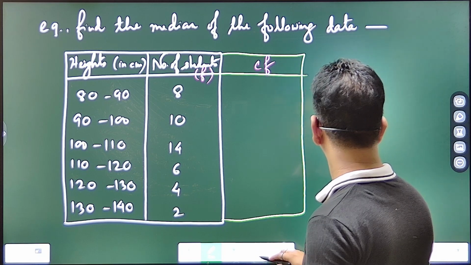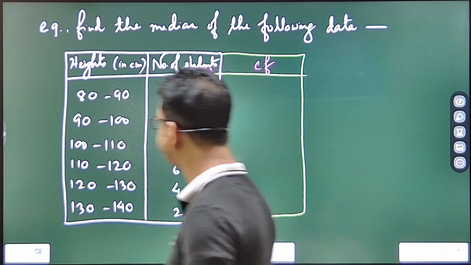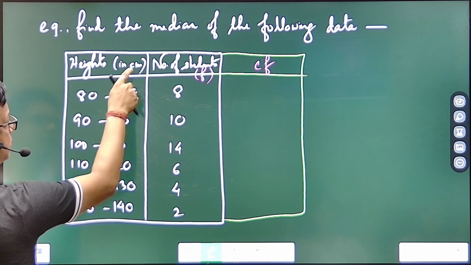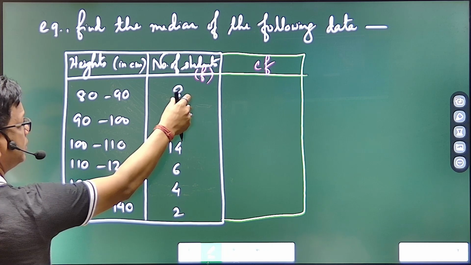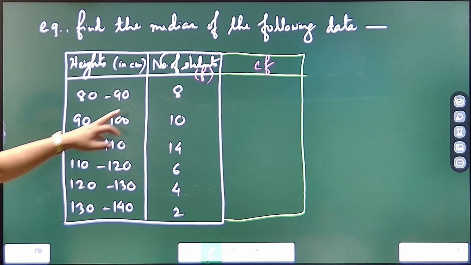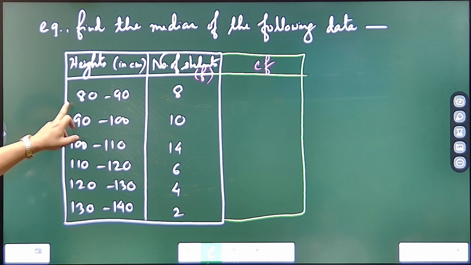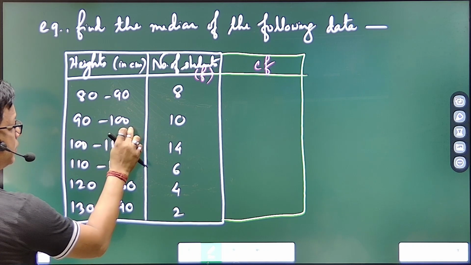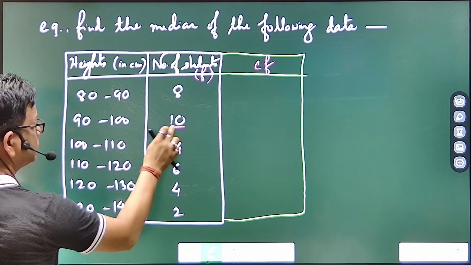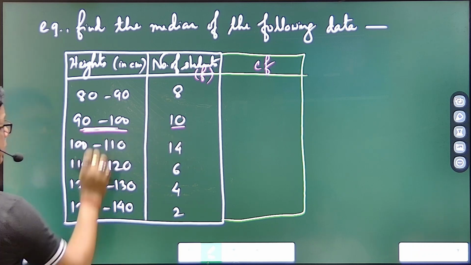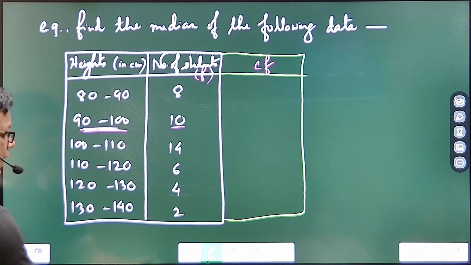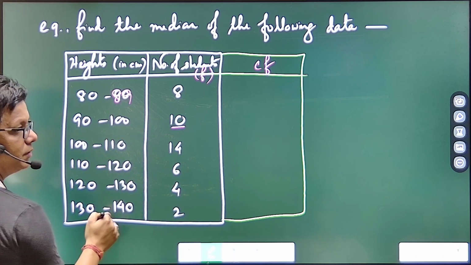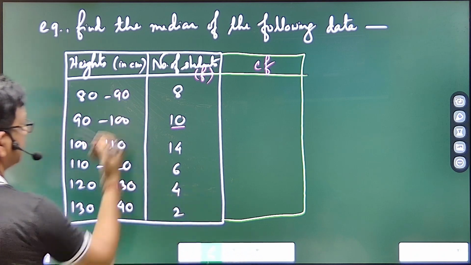Now here, for 80 to 90 centimeter height, how many students have this? 8 students have this height. Now, how many students have height from 90 to 100? There are 10 students whose heights fall between 90 and 100. And I hope you all know that if it is 80 to 90, actually it is 80 to 89. We just take it to make it continuous.